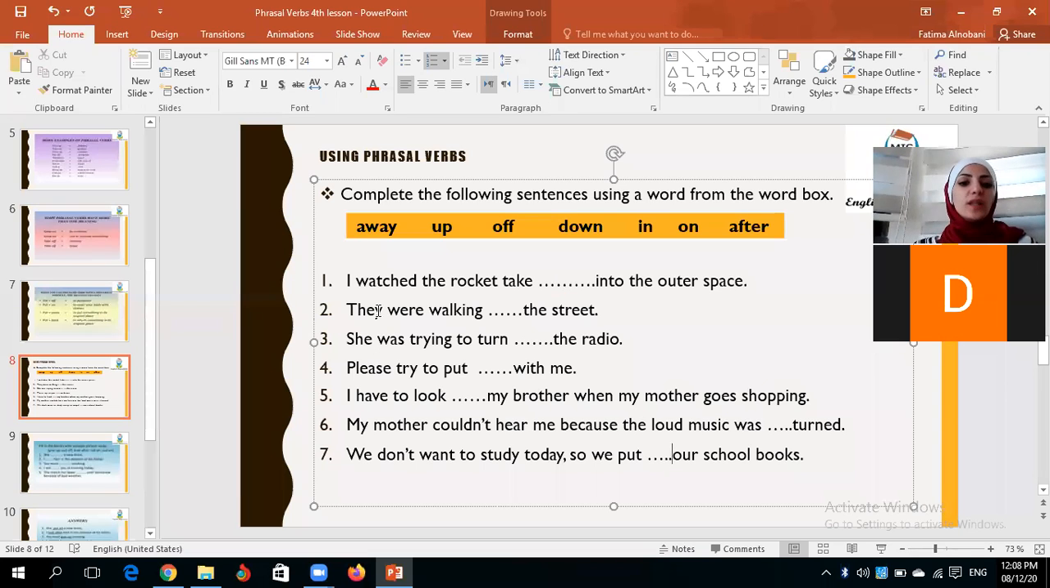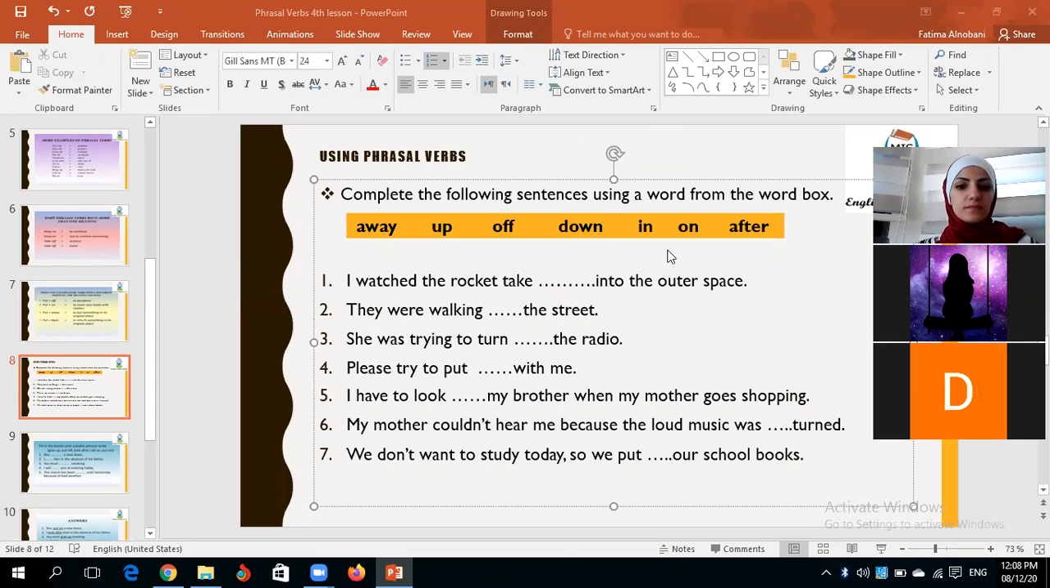Let's go to the second one. They were walking the street. They were walking what the street, Zaina Abu Harb? They were walking down the street. I love it. Is there any other particle we can put? Maybe up the street. Yes, I would accept that answer.